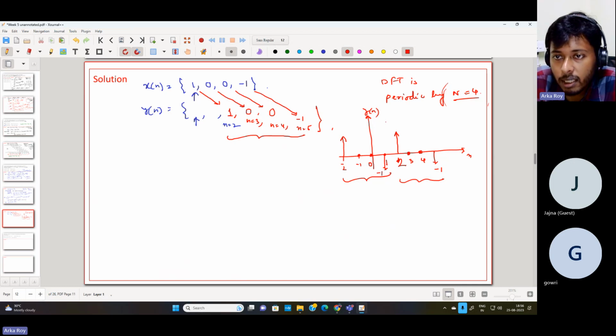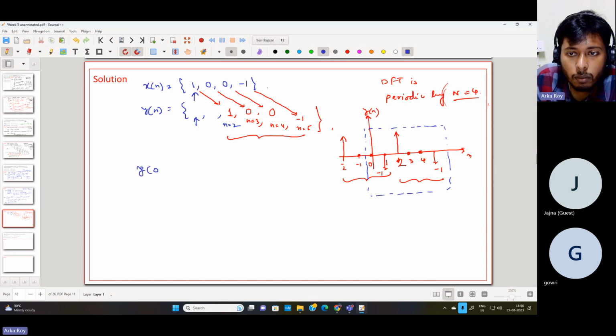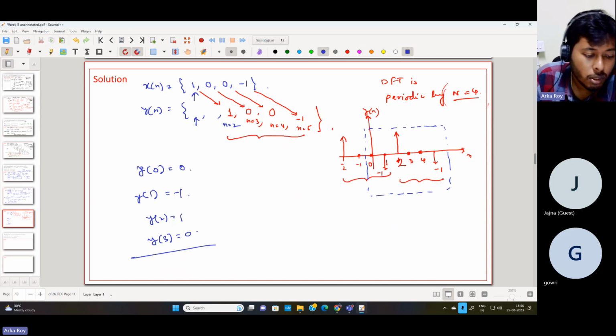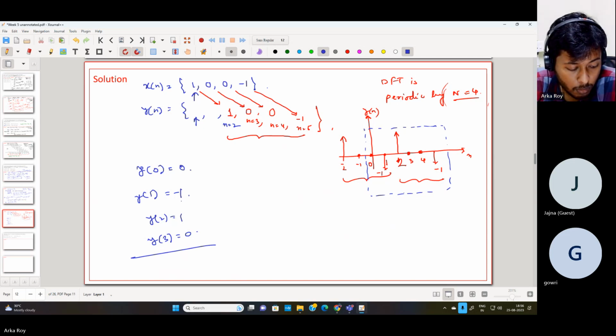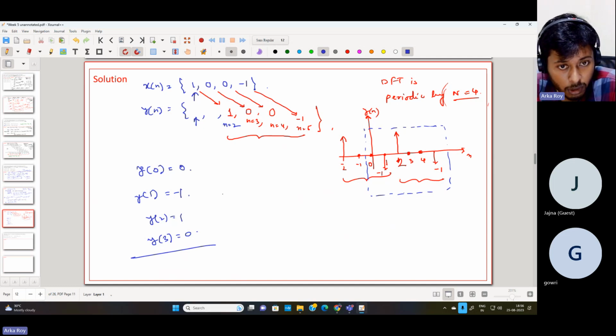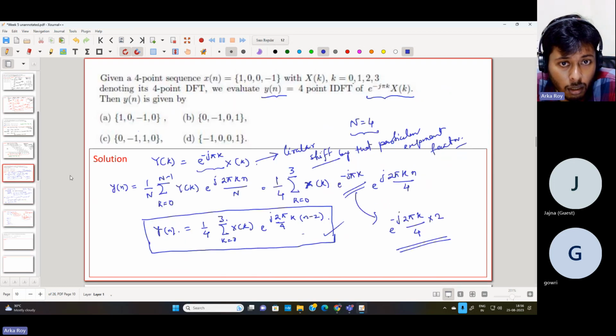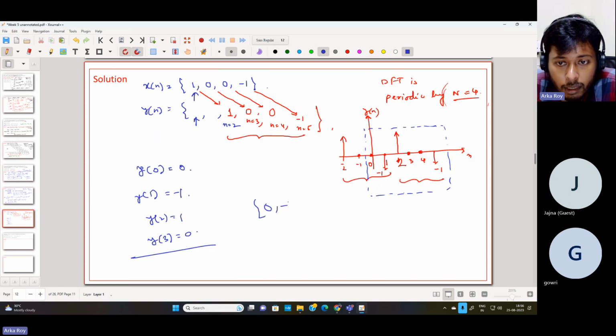So now if I see this particular region, I can see that y of 0 is 0, y of 1 is equal to -1, y of 2 is equal to 1, and y of 3 is equal to 0. So this is what the output looks like. So let us visit the answer that is given. So our answer is 0, -1, 1.